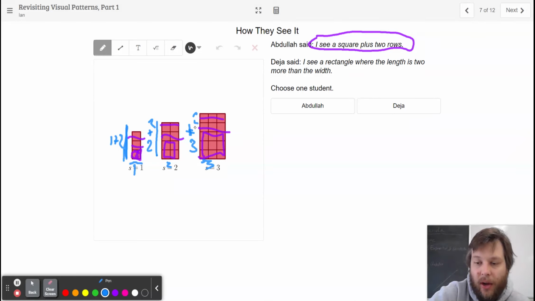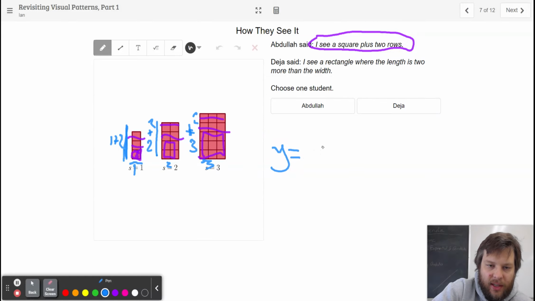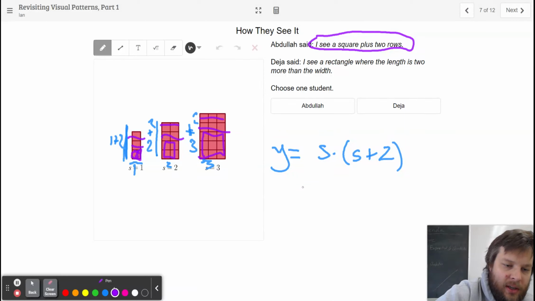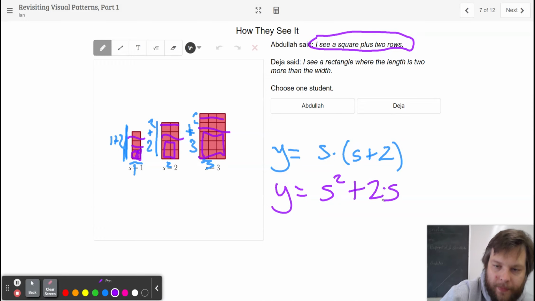Both students are correct. Abdullah sees it as a square plus 2 rows. Deja sees it as a rectangle where the length is 2 more than the width. In either situation, you can get that the total number of tiles, the y value, is equal to the s multiplied by s plus 2. That's how Deja sees it. Or how Abdullah sees it is a square plus 2 rows.